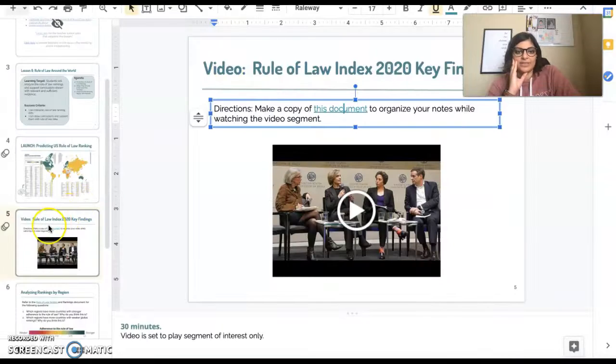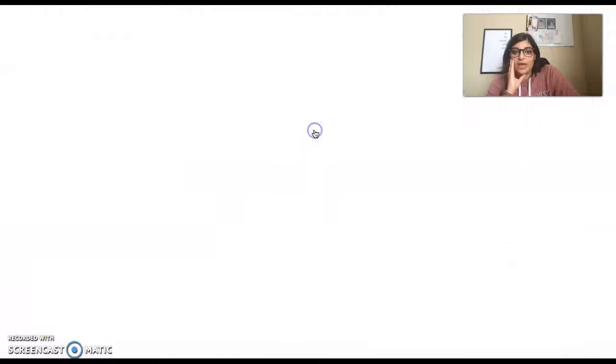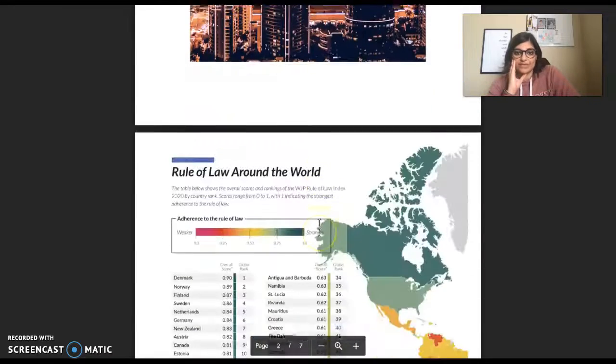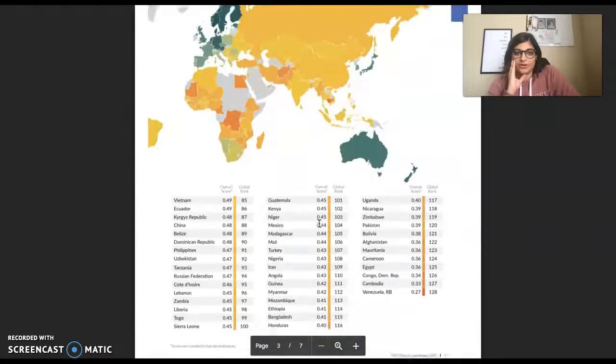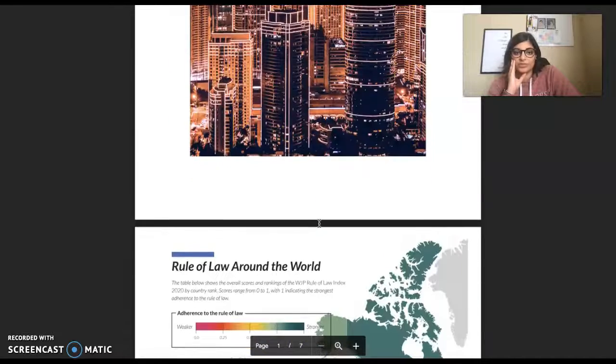So if we come here to slide 6, you'll see I have linked here, refer to the Rule of Law Scores and Rankings document for the following questions. So I have linked to you a portion of the report. I PDF just the scores and rankings, and you can see here there are a bunch of different rankings. And so you do want to spend time with this resource.